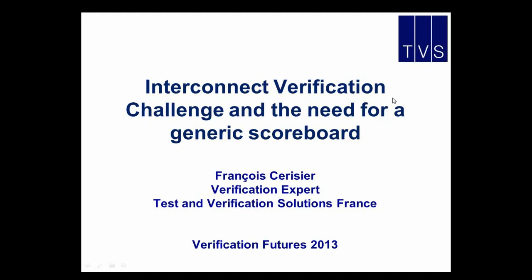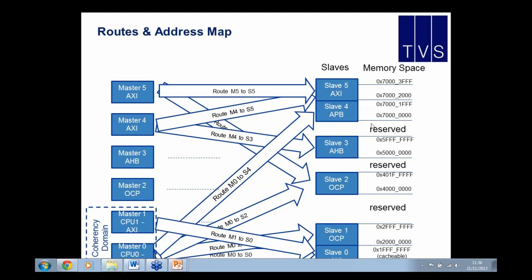Basic things first: routes on the address map. We need to be sure that all masters can access all slaves that are specified to be reachable. Nothing complicated on that. What's complicated here is the number of masters and slaves, which are now reaching over 50 masters and 70, 80 slaves, depending on which SoC you're working on. So it could lead to a few hundred possible routes in the end.